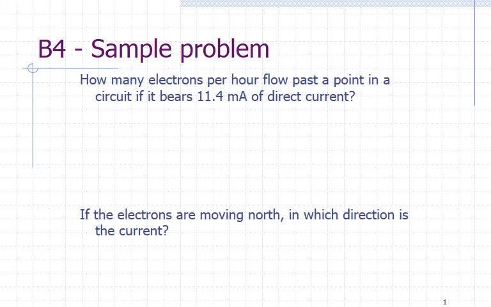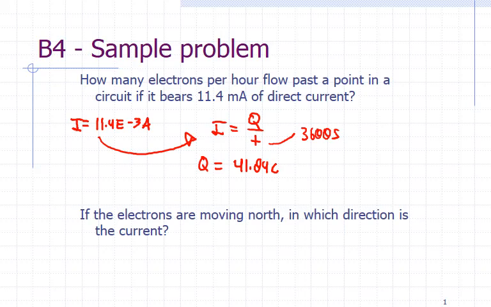So we want to find in this one here how many electrons per hour flow past the point in the circuit if it's 11.4 milliamps of current. And so, yeah, I think you should be able to figure that out. Why don't you go ahead and pause the clip and give this a try. And when you're ready to check, you can hit play to continue.